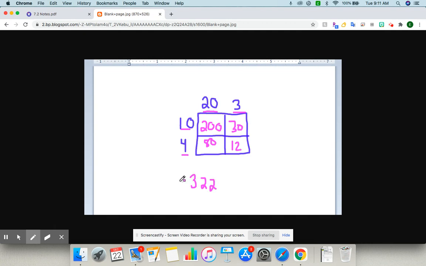So 200 plus 30 plus 80 plus 12 would be a total of 322. So that's like saying the quantity of 10 plus 4 times the quantity of 20 plus 3 equals 322.